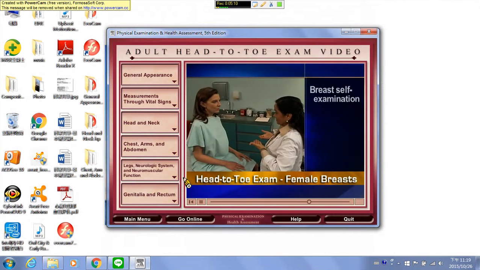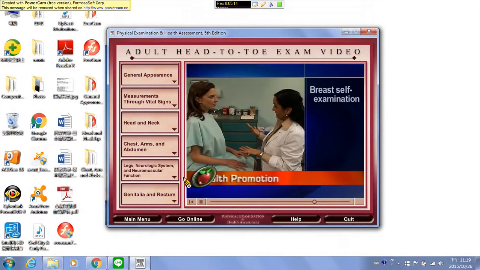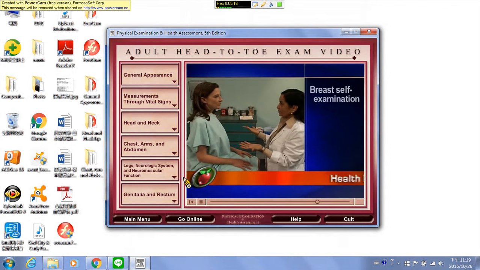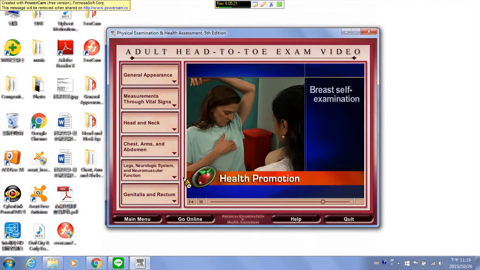Your breast should move up. Then lie on the bed and feel the breast the way I did. Or you could do it in the shower. Finally, teach the woman how to do breast self-examination and observe as she performs a return demonstration.